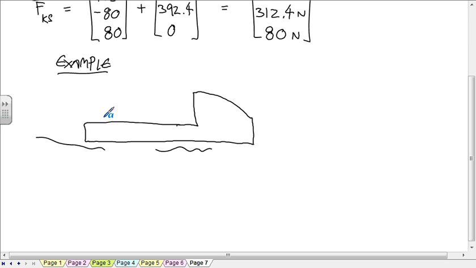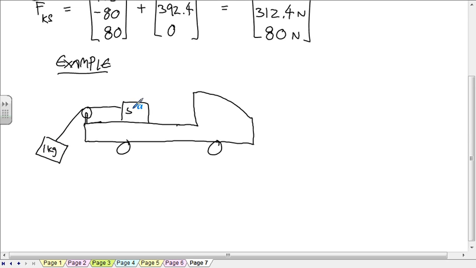Okay, so let's say there's a box sitting here. Okay, hold on. Okay, so there's a box there. And it's connected to a pulley, and another box is hanging here. All right, so let's say this is 1 kilogram, this is 5 kilograms.